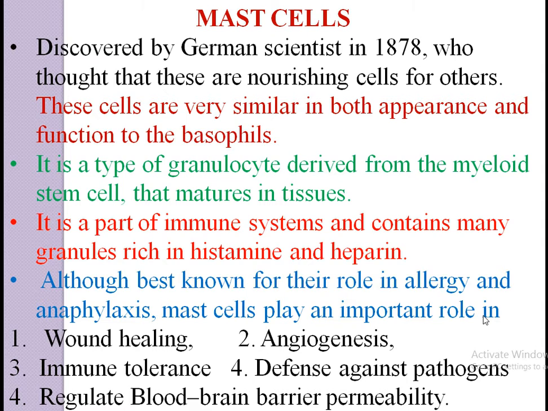The remaining thing is, what are the mast cells? These cells are very similar in both appearance and function to the basophils. It is again a type of granulocyte derived from the myeloid stem cell that matures in tissues. It is a part of the immune system and contains many granules rich in histamine and heparin. And it is very important for wound healing, angiogenesis, immune tolerance, defense against pathogens, and also for the regulation of blood-brain barrier permeability.